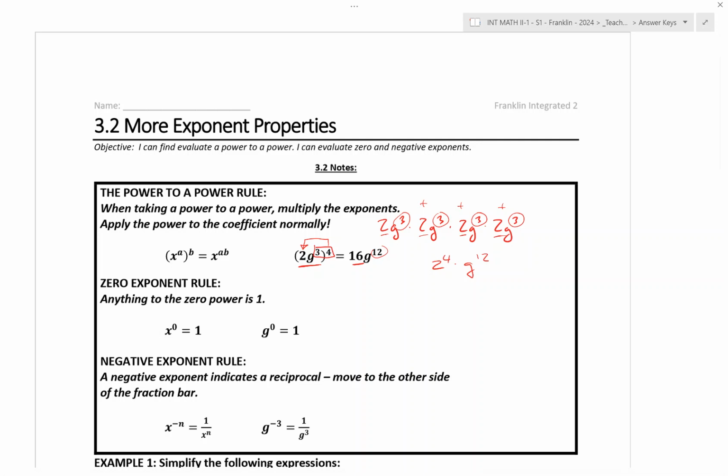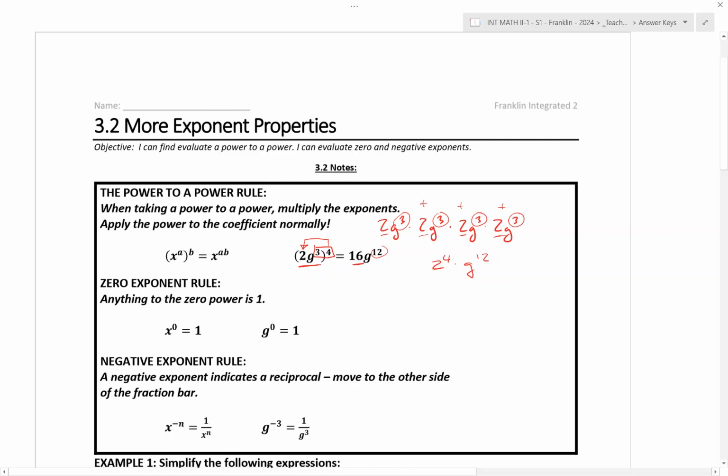So if you remember the rule, kind of the shortcut, apply the exponent to the coefficient as normal, 2 to the fourth power, and then you can just multiply the exponents on the variable. Or you can expand it out. Especially if it's just a smaller one like 4, like we did here, you can write it out 4 times.